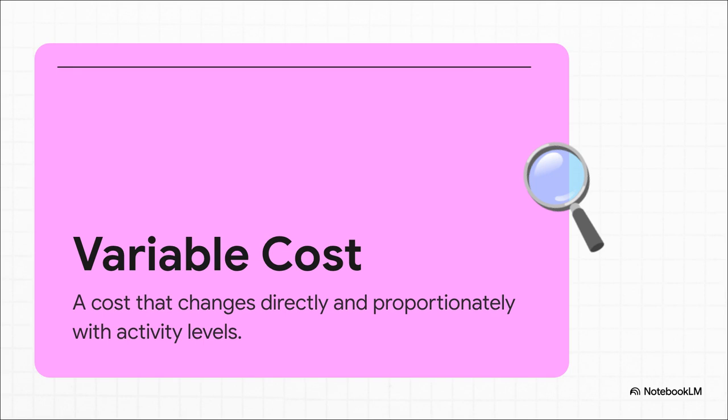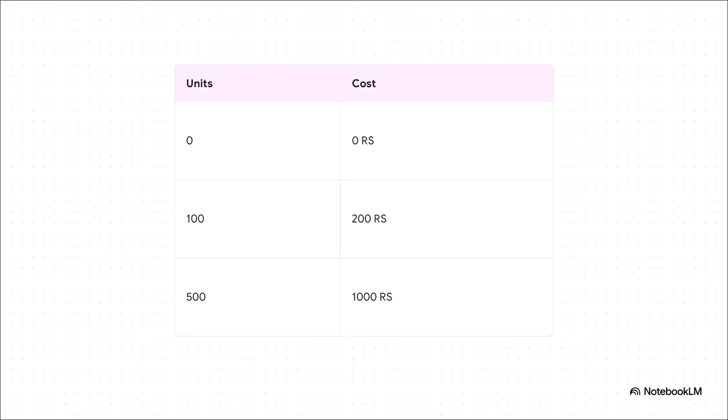If you're manufacturing plastic chairs, you need a very specific amount of raw plastic for each chair. If you make more chairs, you need to buy more plastic. It's that simple. The cost moves in lockstep with your production. So the crucial point is really clear when we map it out.